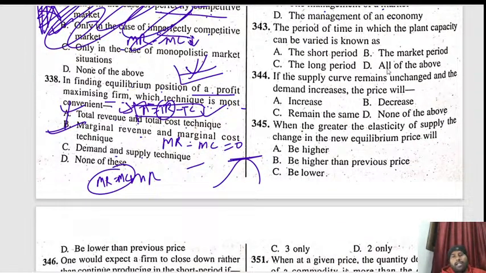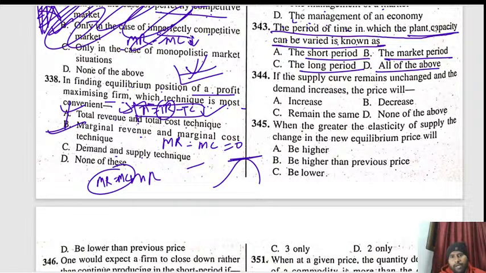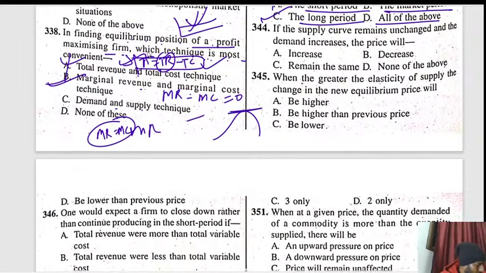The period of time in which the plant capacity can be varied is known as: short period, market period, long period, all of above. So this will be the long period. It cannot happen in the short period, it can happen in the market period, long period. It is a simple question. 343, see C. Moving ahead.